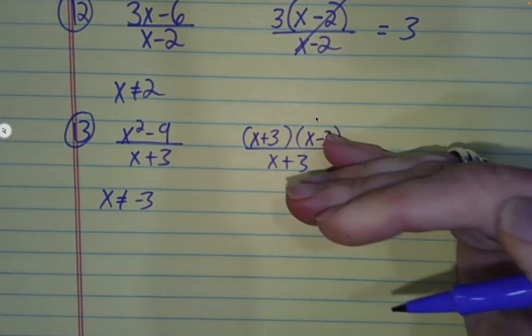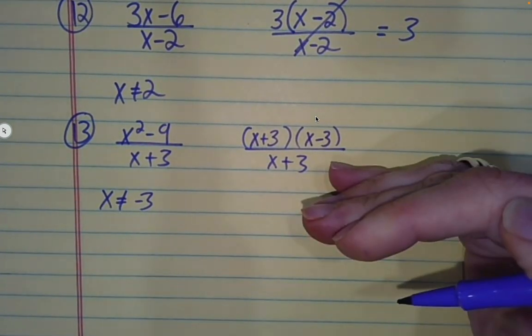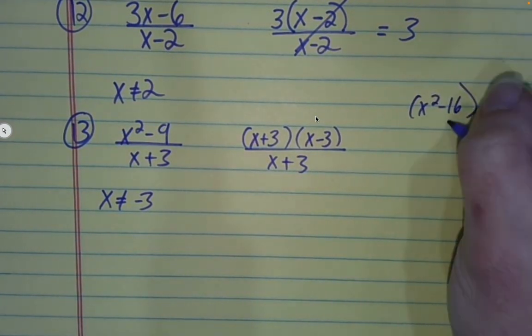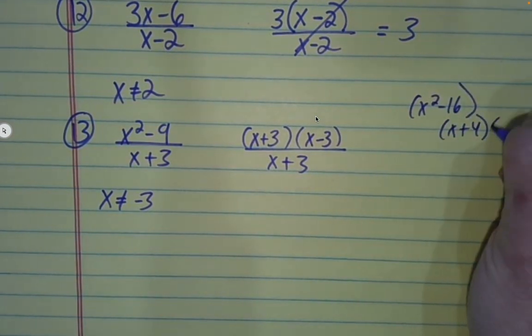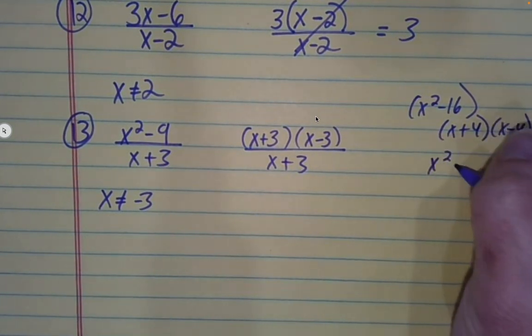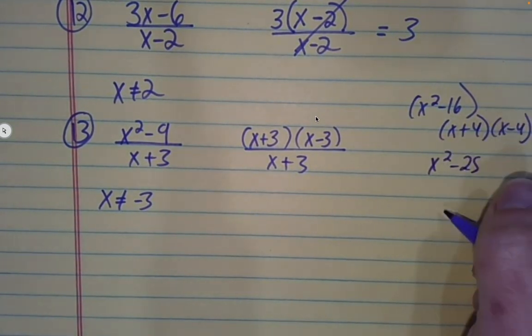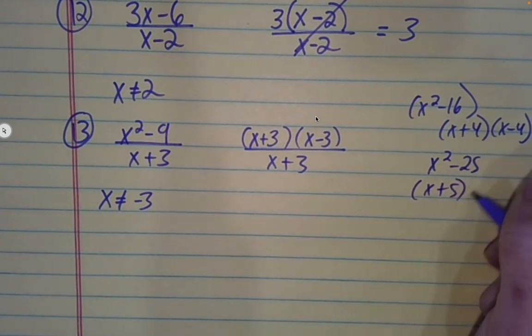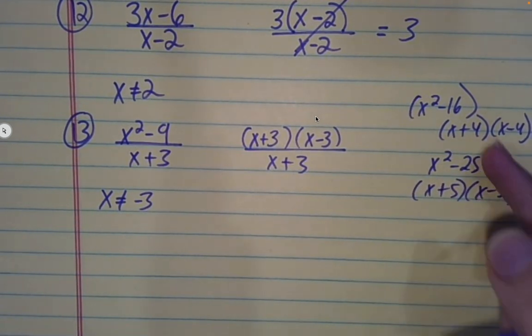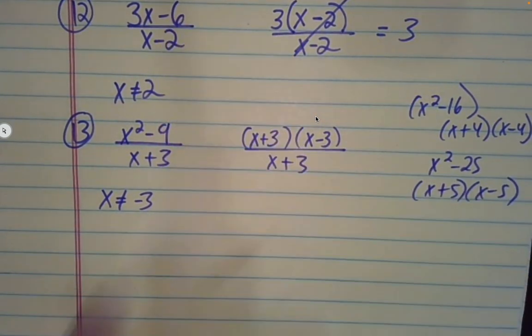And y'all, it's either going to factor this way. It's going to be the same thing. Okay, if it was x squared minus 16, what's that one going to be? x plus 4, x minus 4. What if it said x squared minus 25? What does that factor to? x plus 5, x minus 5. It's going to be something just like this or just like this up here, okay?